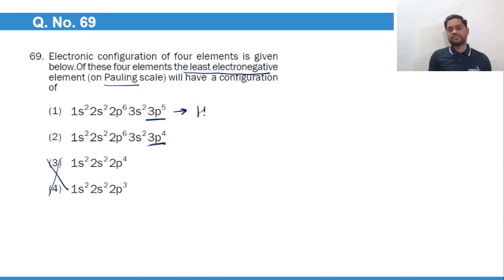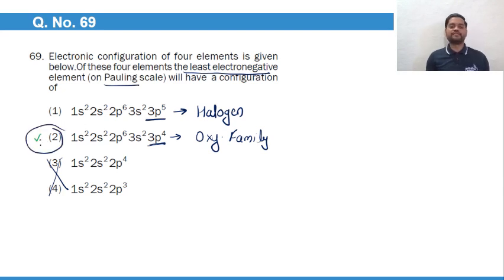So this is halogens and this is the oxygen family. And we know that halogens are more electronegative than the oxygen family. So option number 2. So 69, option number 2 will be the right answer.